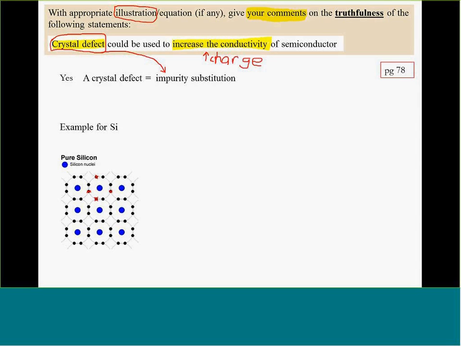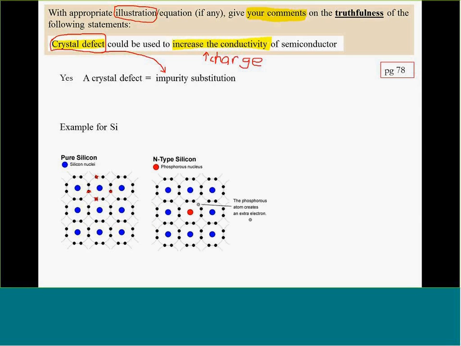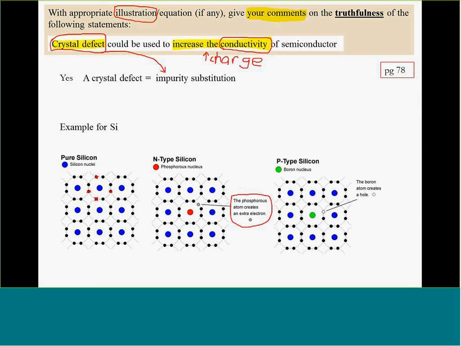In order to do that, you can show whether you doped it with phosphorus, which will give you an extra electron, where the extra electron will increase the conductivity of your semiconductor. And of course, you can also illustrate another one, p-type with boron. With this kind of illustration, you can clearly show that whenever you add boron, you are introducing holes in your semiconductor. Whereas for phosphorus, you can see clearly that it creates extra electrons, which increase the conductivity of the semiconductor.